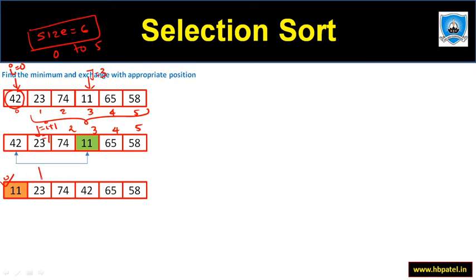Now I'll be starting i from the next element. Previously i was 0, now I am starting i from 1, and j always starts from i plus 1. So if i equals 1, j starts from 2. So j equals 2, j equals 3, j equals 4, j equals 5. And now compare all these elements, and we can see that 23 itself is the smallest one.